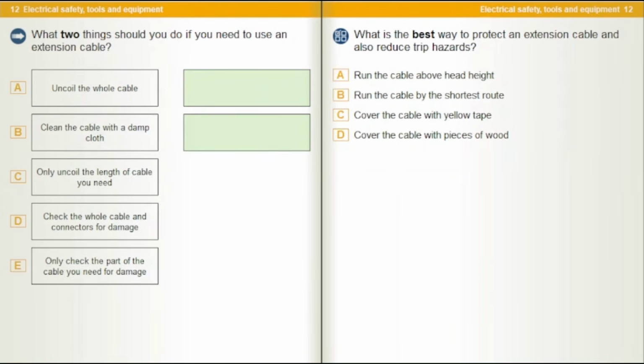What 2 things should you do if you need to use an extension cable? Uncoil the whole cable. Clean the cable with a damp cloth. Only uncoil the length of cable you need. Check the whole cable and connectors for damage. Only check the part of the cable you need for damage.